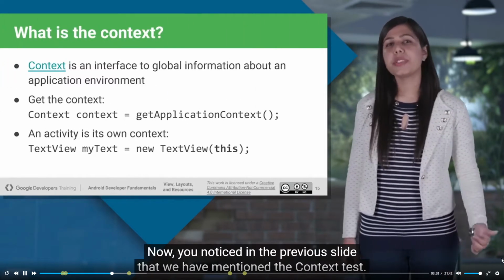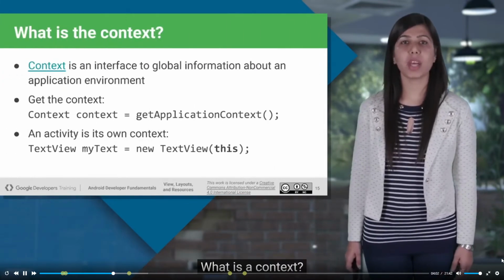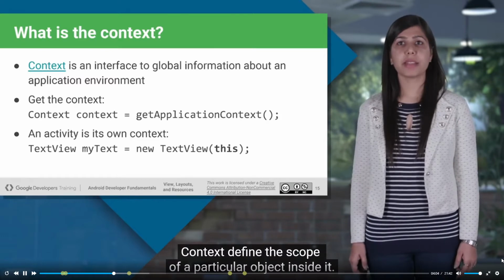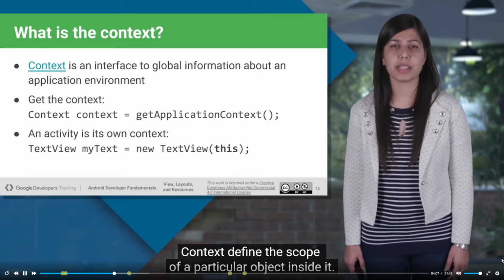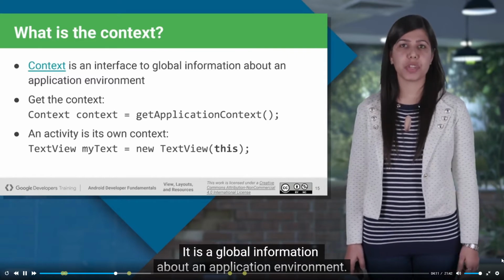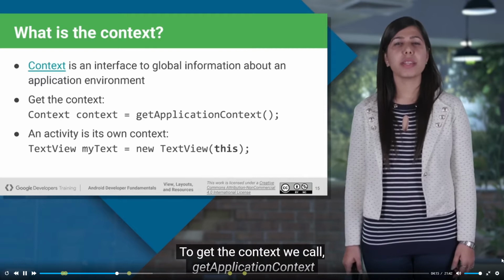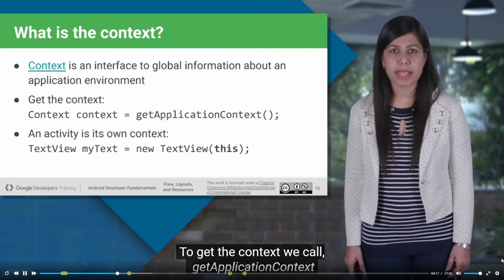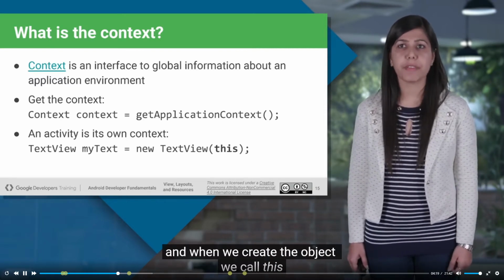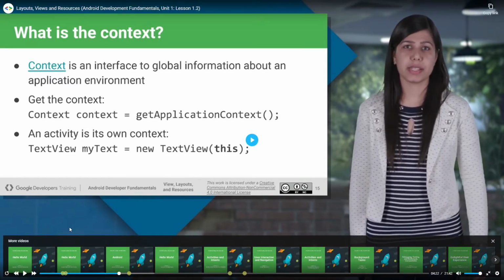Now, you noticed in the previous slide that we have mentioned the context this. What is the context? Context defines the scope of a particular object inside it. It is global information about an application environment. There are two ways to define the context. To get the context, we call get application context, and when we create the object, we call this to specify the scope of that particular object.